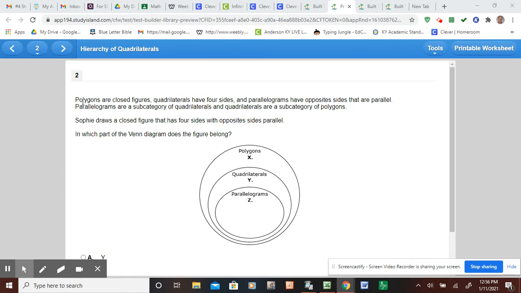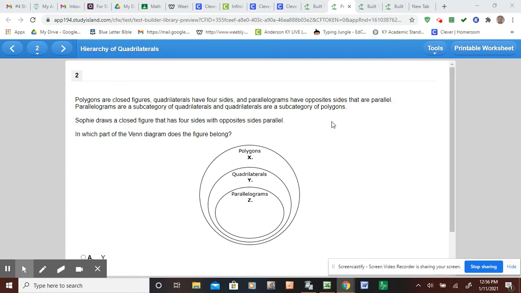But the question is this: polygons are closed figures. We know that. Quadrilaterals have four sides. And parallelograms have opposite sides that are parallel. Okay, we know all that. We talked about that this morning. Parallelograms are a subcategory of quadrilaterals, and quadrilaterals are a subcategory of polygons.